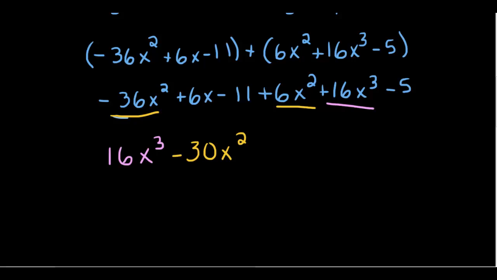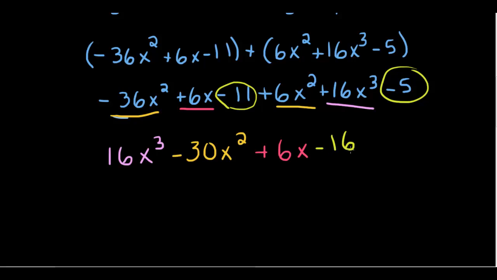Okay, then I'm going to take a look at x's. Well, I only have one, so plus 6x. And then I'm going to take a look at the constants. Have this one, it's kind of the similar color, and this one. Negative 11 minus 5 is negative 16. And that's the answer. Now let's go ahead and work on a subtraction.